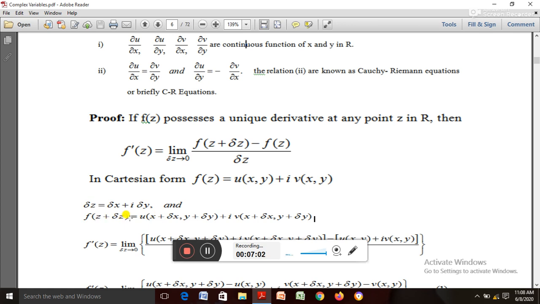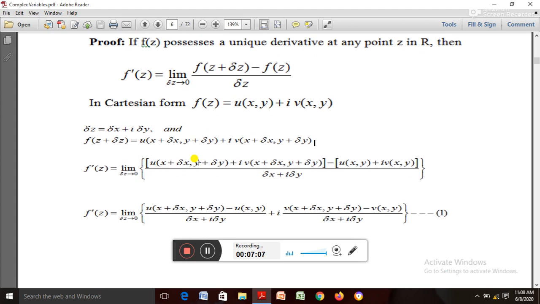So putting f of z plus delta z and f of z in this formula, we get f dash of z is equal to limit of delta z tends to 0 of u of x plus delta x comma y plus delta y plus i into phi of x plus delta x comma y plus delta y, minus u of x y plus i into phi of x y, divided by delta x plus i into delta y. So it is f of z plus delta z minus f of z divided by delta z.